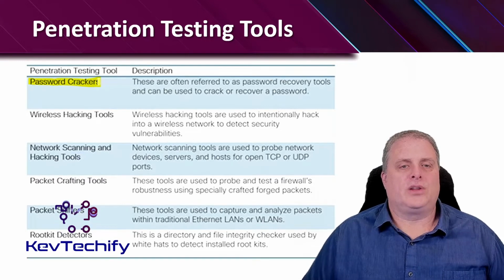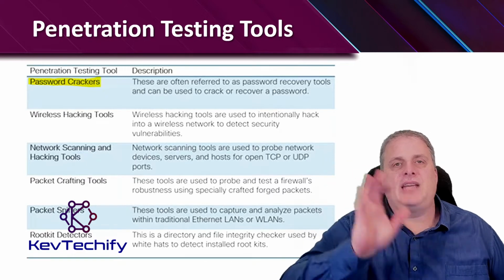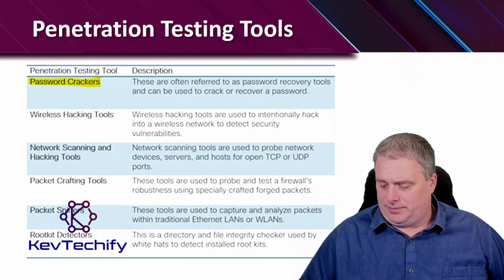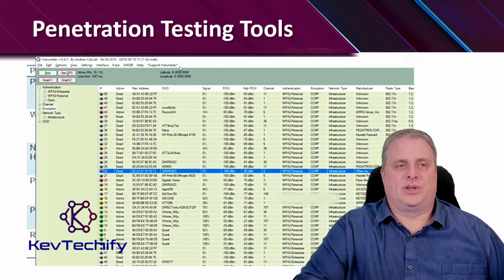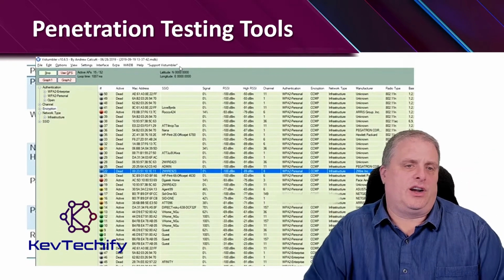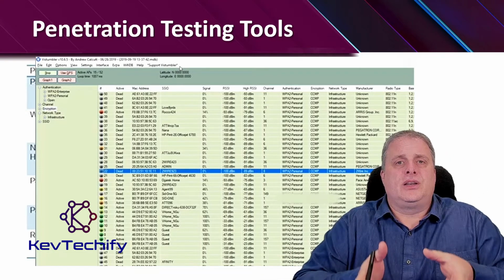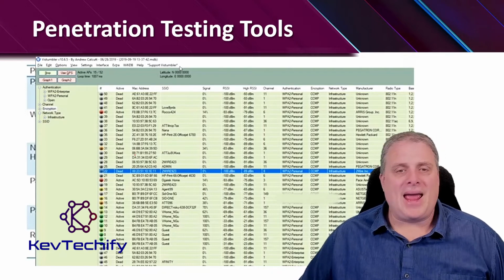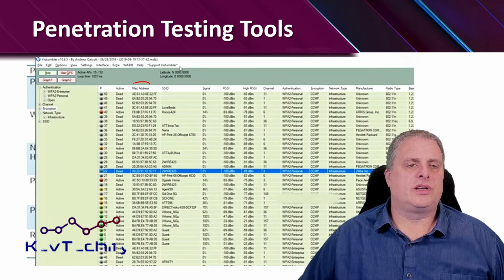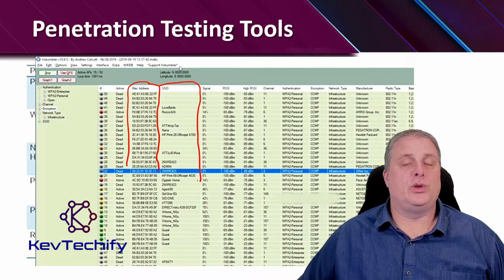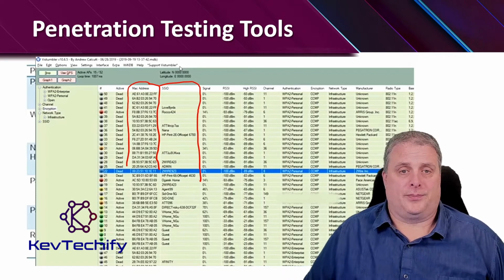The next one is wireless hacking tools. These are used to intentionally hack your wireless networks and to detect the vulnerabilities of those networks. Here's ViStumbler. It is a wireless hacking tool that is designed to survey your wireless environment. When you run this on your device, it'll list out several things. First, it'll list out the MAC address of all of the wireless access points it sees. And then with those MAC addresses, it'll list out the SSIDs, the network name you see when you go to connect to that wireless network.